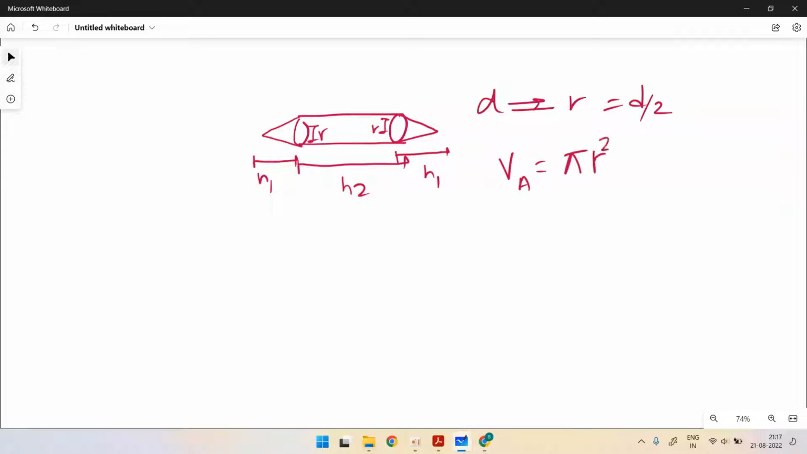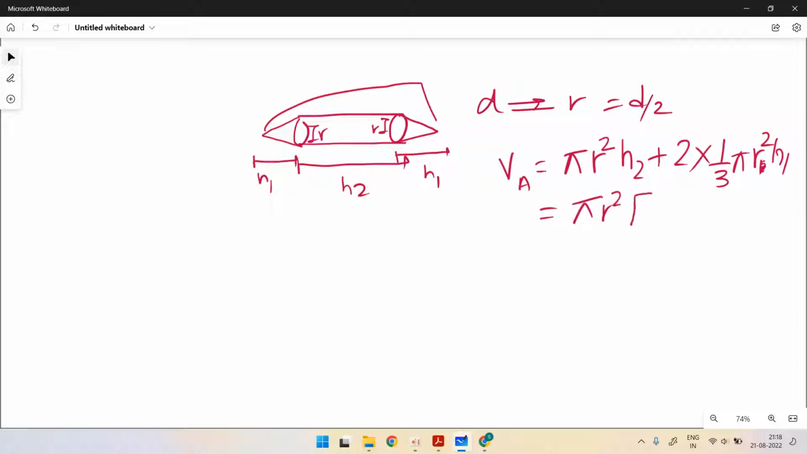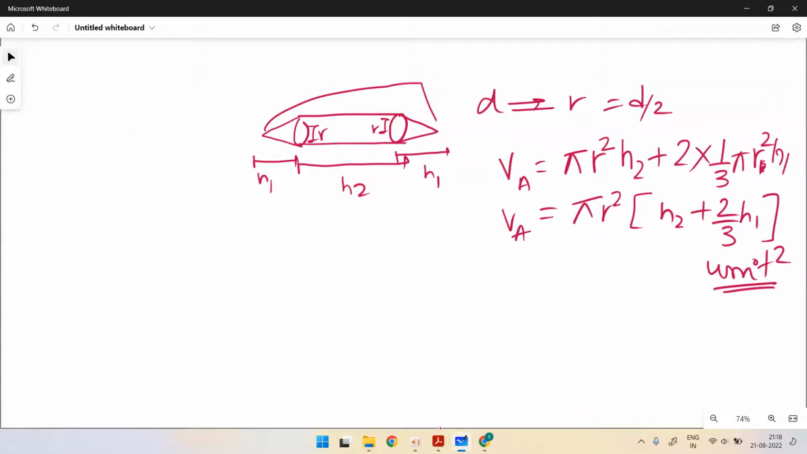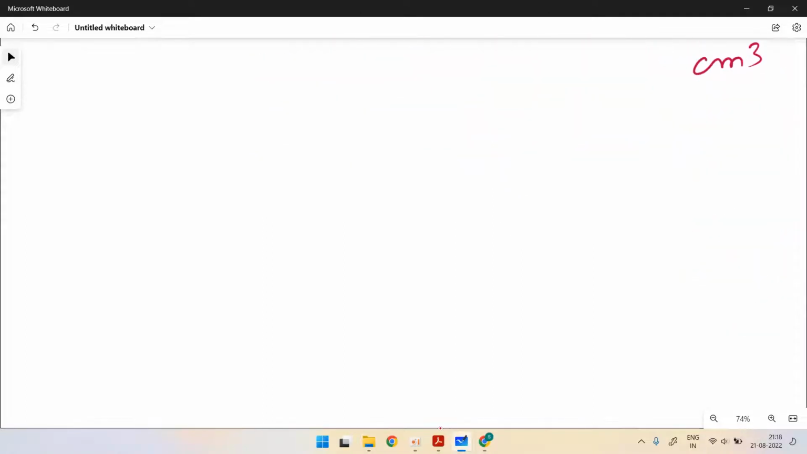pi R square H2 plus 2 into, because there are two cones, 2 into 1 by 3 pi r1 square h1. Always remember to write the unit. Here the unit will be centimeter cube. Solve to get the answer.